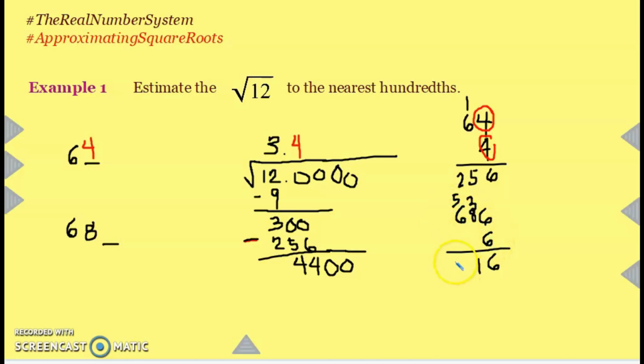And 36 plus 5 is 41. So we have 4,116. And we subtract. Okay, the difference here is 284. Take note, the digit that we selected in the second one is 6. Ayan siya. So, we write 6 here. And 6 here. Isa na lang.